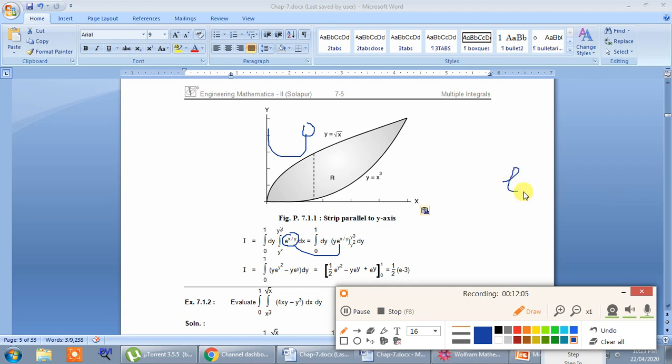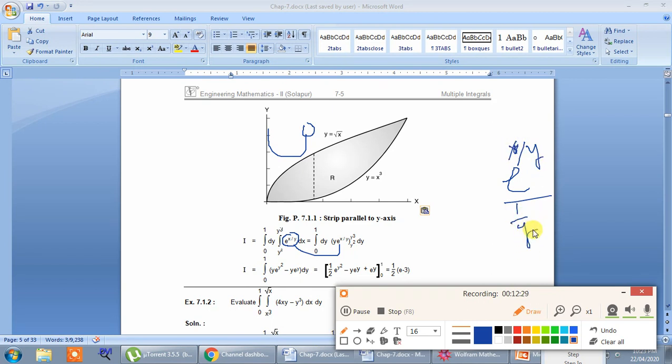So the integration of e raised to x by y is e raised to x by y. Here one can see that x is variable and y is constant. So if y is constant, 1 upon y is constant, so 1 upon y is as it is. Note that in integration we divide by the derivative, and the derivative of x by y with respect to x is 1 by y.